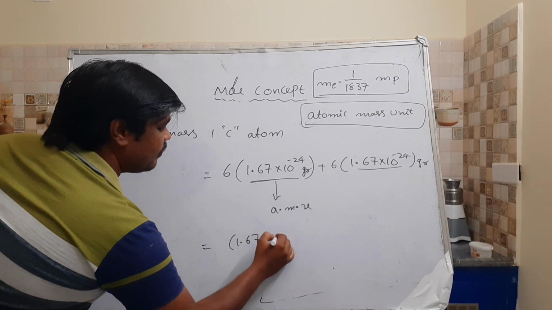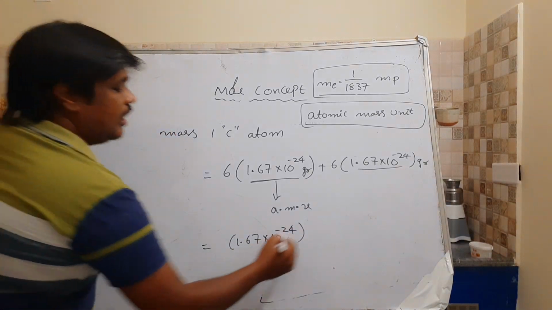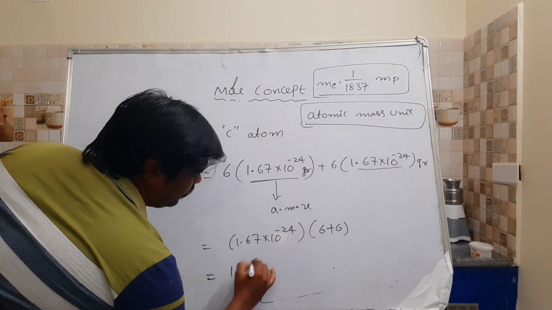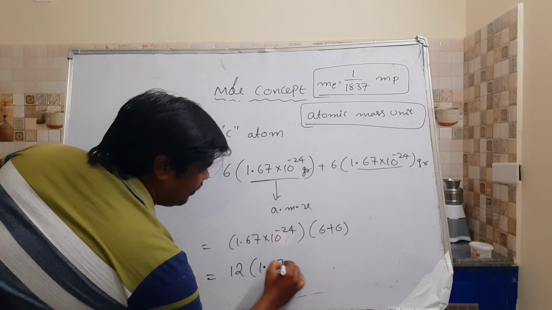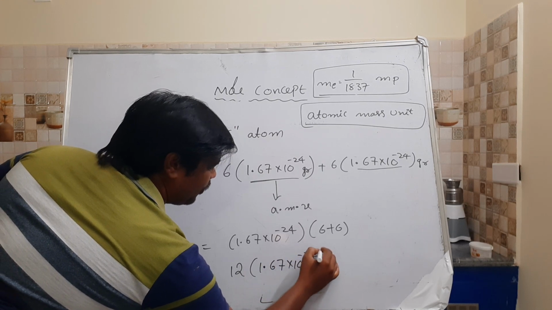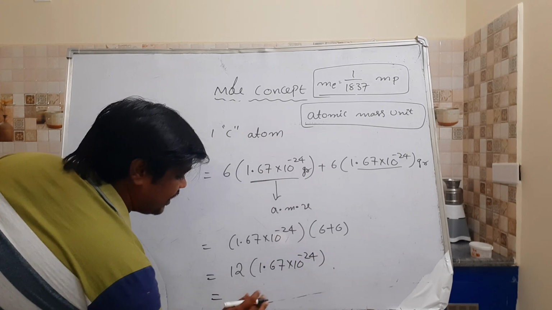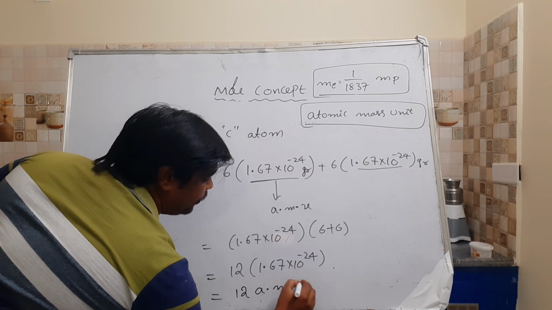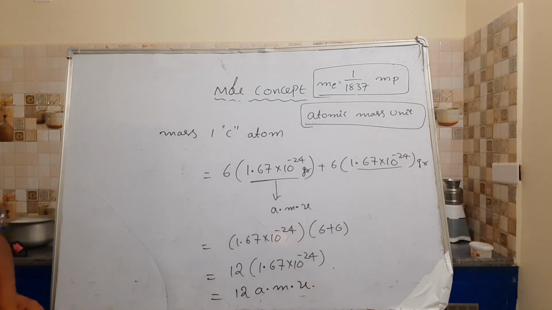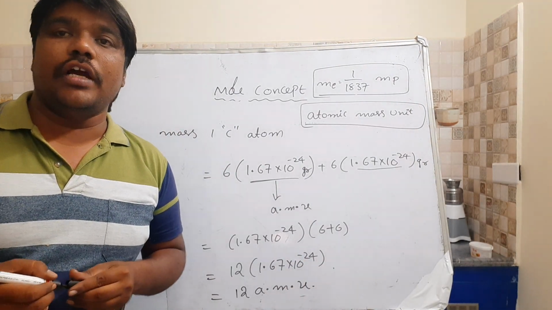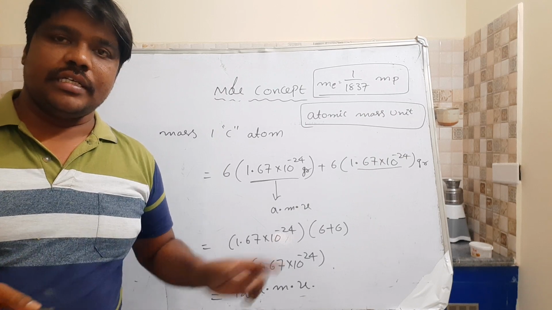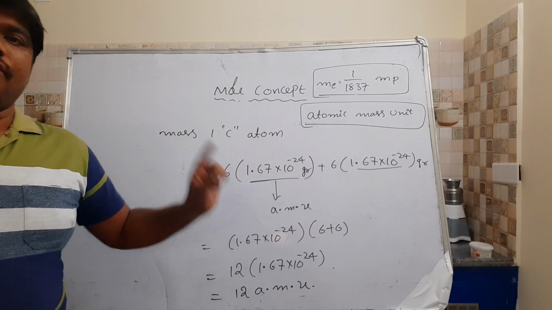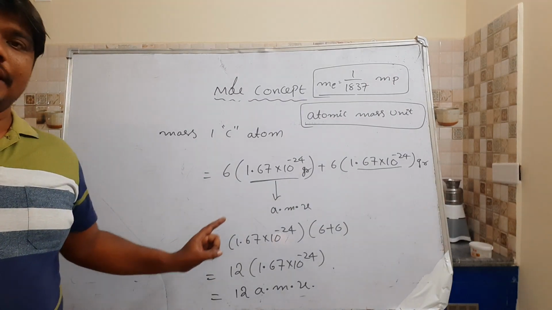1.67 into 10 to the power of minus 24. You take common. You will get what? 6 plus 6, that is 12 into 1.67 into 10 to the power of minus 24. I am going to write this as 12 AMU. This is the mass of one carbon atom. Take this in your notes.